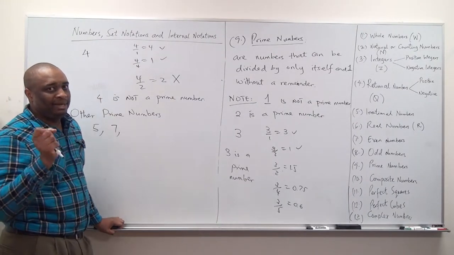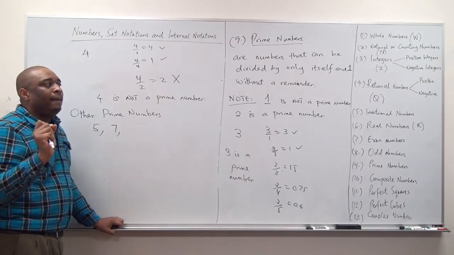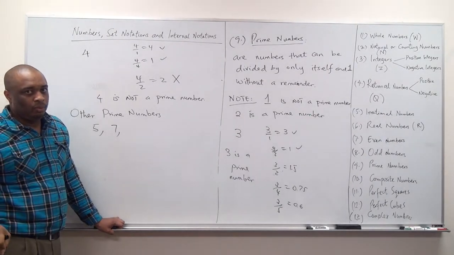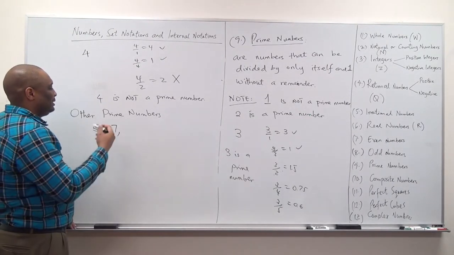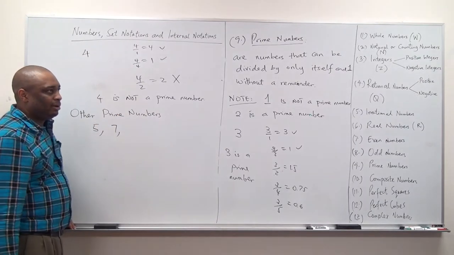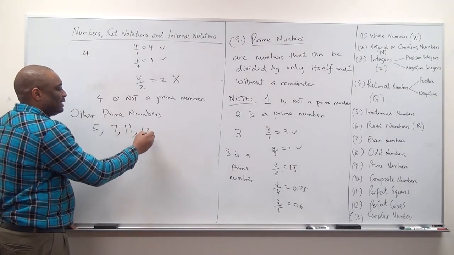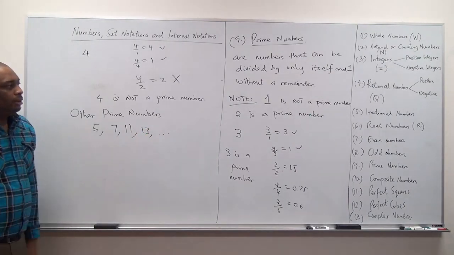9 is an odd number, but it is not a prime number, because 9 can be divided by 3, which gives you 3. 10 is not. 10 can be divided by 2 and 5. 11 is. 13 is. And so on. Prime numbers.